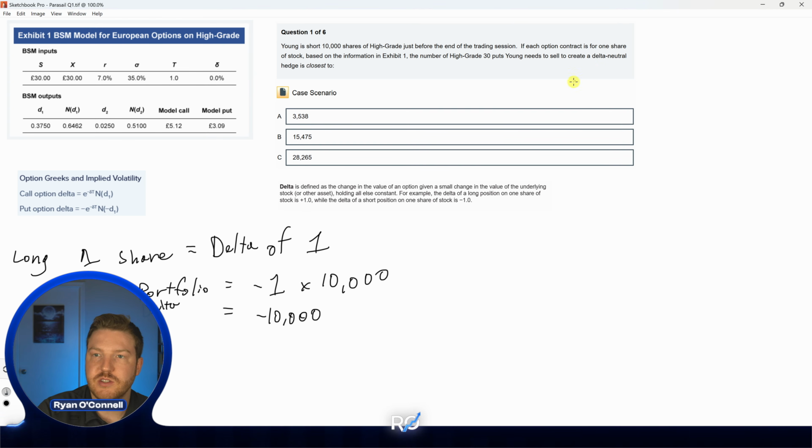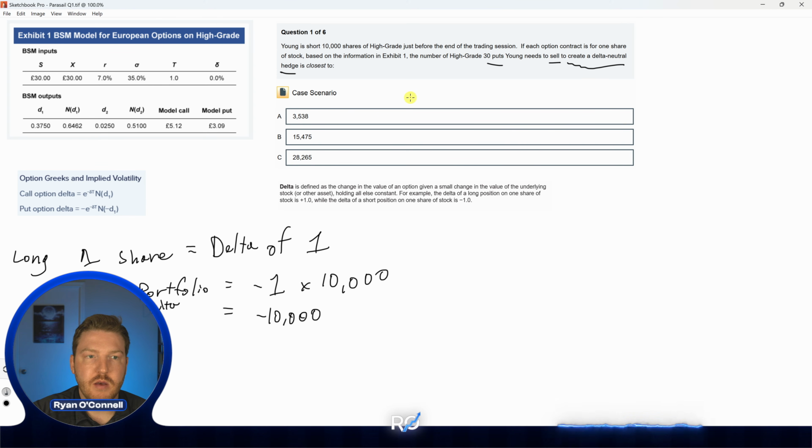So this question is asking us to create a delta neutral hedge, which basically means that we need to get this portfolio delta right here all the way to 0. So how can we actually do that? Well, basically what we need to do is take an offsetting position that has positive delta, because our current portfolio has negative delta. If we were to buy a put, puts also have negative delta. Just like being short a share has negative delta, buying a put has negative delta, but we need positive delta. So that's why we're actually selling puts in this scenario.